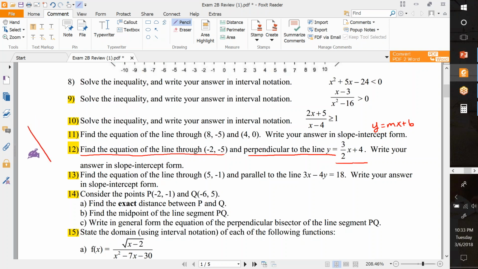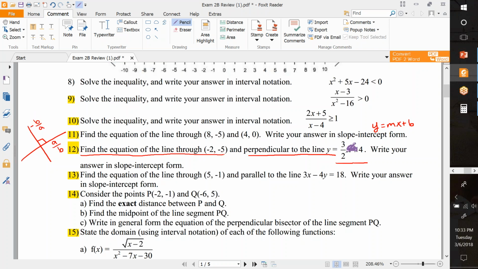Two lines are perpendicular if they cross each other at 90 degrees. The only time that happens is if this slope is, say, a positive a/b, and the other slope is the reciprocal and the opposite sign, because one of them is going uphill and the other one's going downhill. So to be perpendicular, whatever your slope is here, the other slope has to be flipped and the sign has to be changed.